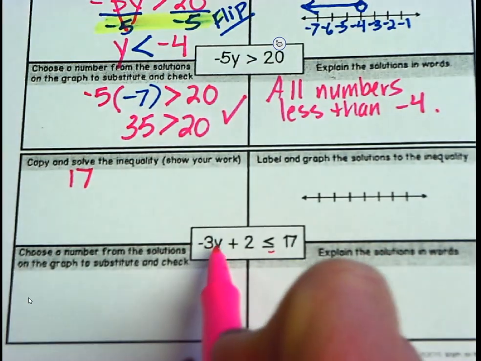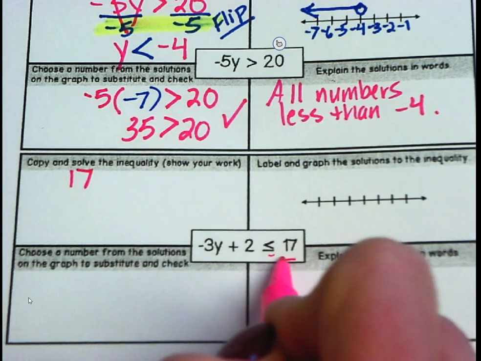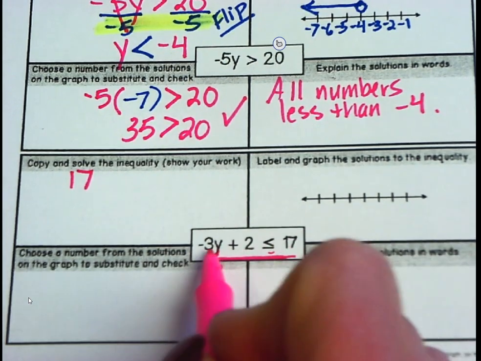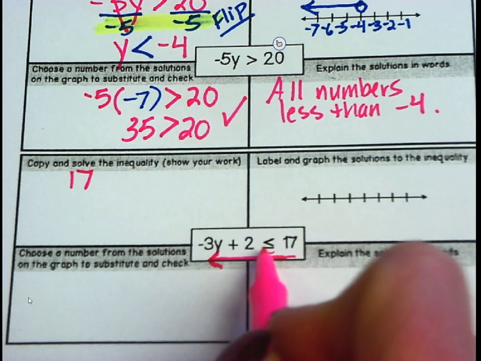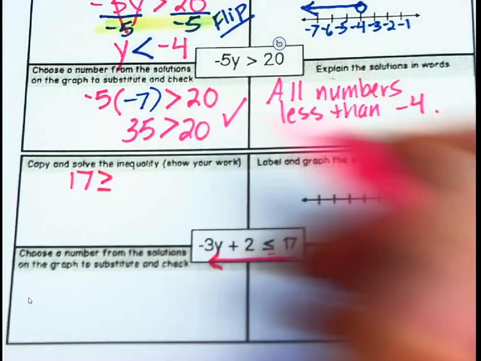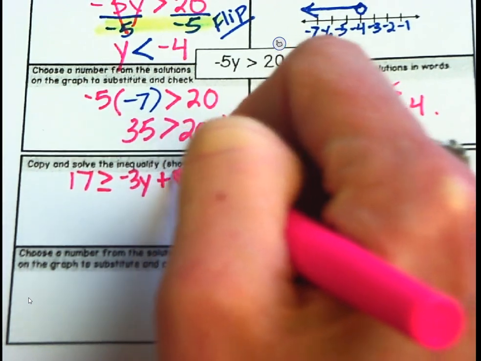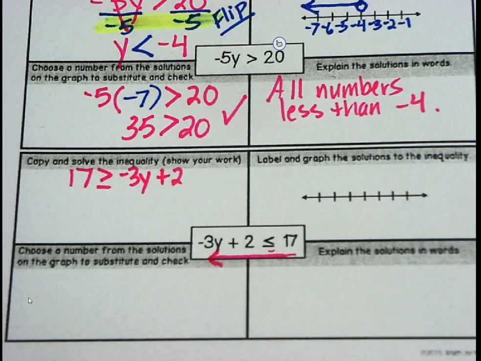If I'm going to put the variable on the other side, what should I do with my inequality sign? If you're putting it on the other side, you're going to read it like this. If negative 3y plus 2 is less than or equal to 17, that means 17 is greater than or equal to negative 3y plus 2. And we're going to have to end up flipping it back, but I wanted to have an example so that you guys could see that.